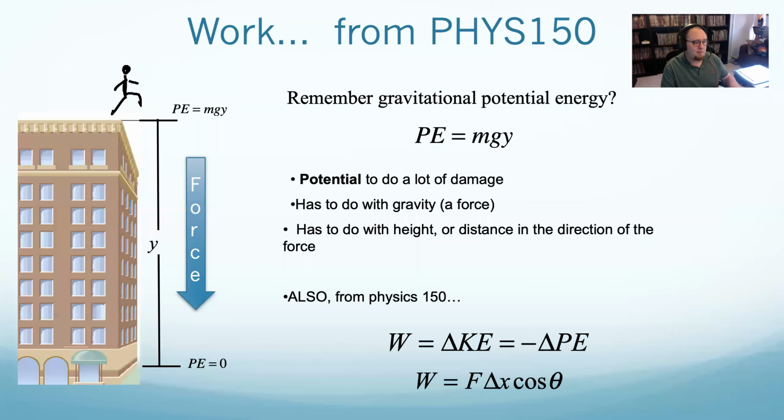We also, if you remember from that stuff, talked about how work was change in kinetic energy, or negative change in potential energy, and work was Fx cosine theta. There's some equations from work that I'm going to come back to as we do this. Now, the reason I'm bringing this up is that instead of gravitational fields, we now have electric fields. And so we can talk about what happens when we start moving things in electric fields, comparing it to what happened when we moved in the gravitational field.